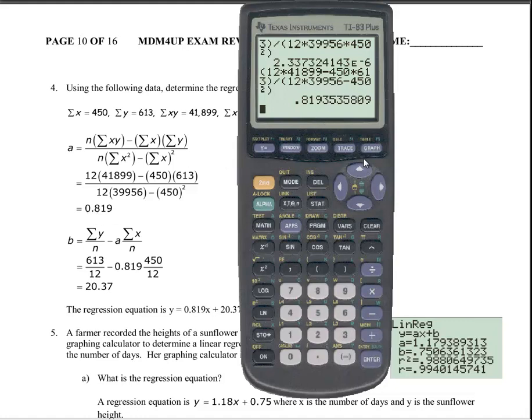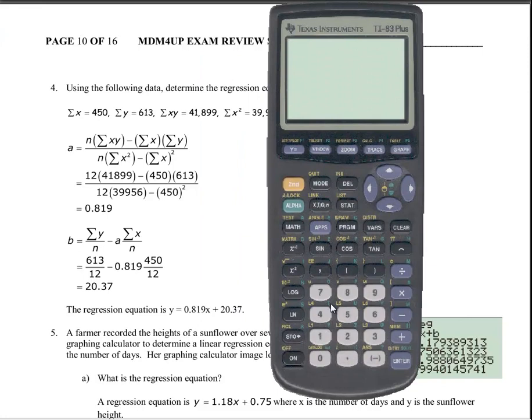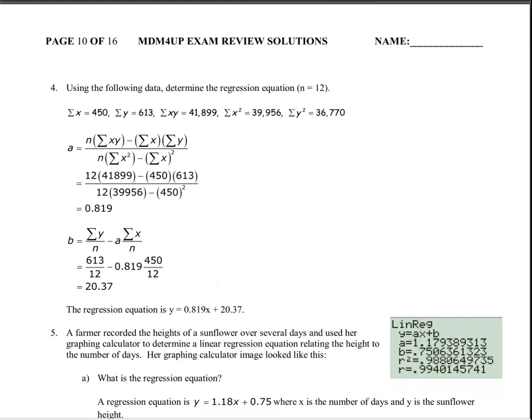So that's the slope. For the y-intercept, the b value, it's the sum of y divided by n, the 12, minus the slope value, rate, times the sum of x over n. So let's see if we can get this one right the first time. The sum of y is the 613, so 613 divided by 12 minus the 0.819 times the sum of x, the 450, divided by 12 again. There we go, 20.37. So that's the b value. So the regression equation would be y equals 0.819x plus 20.37.